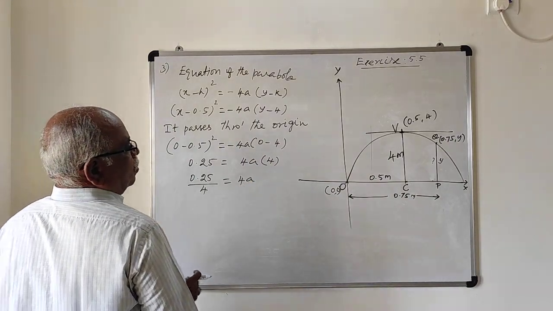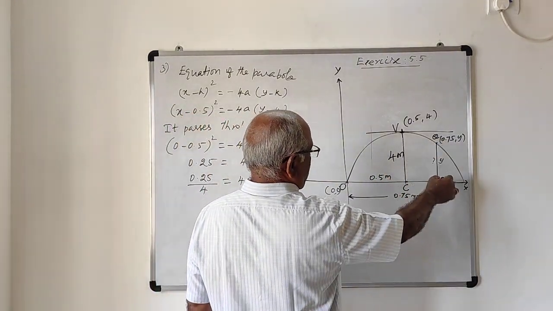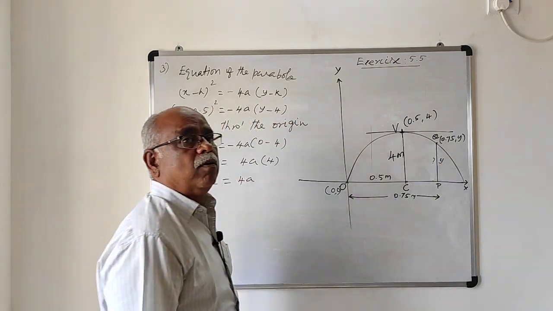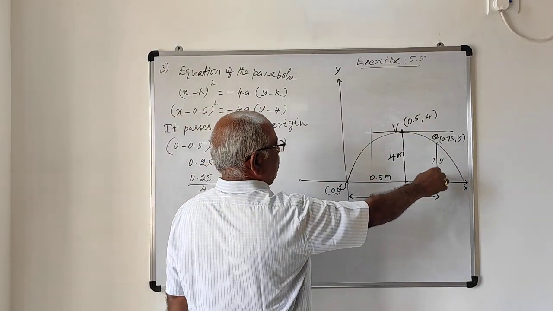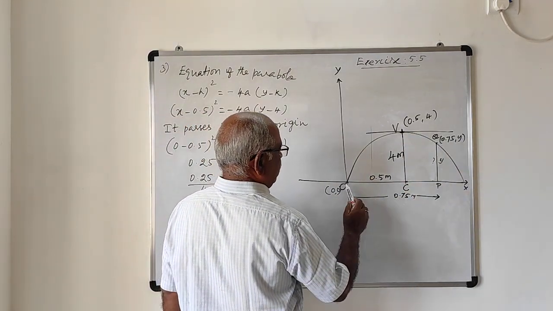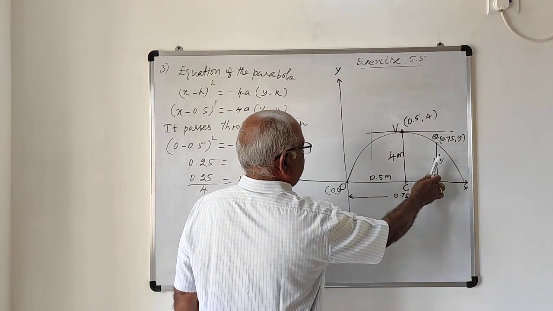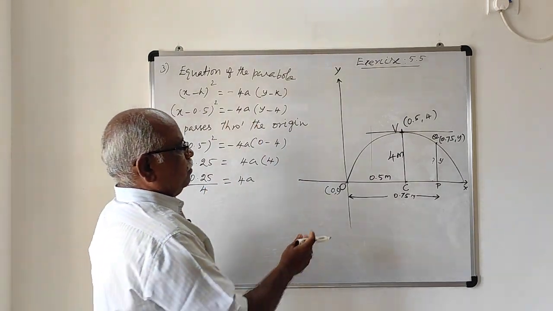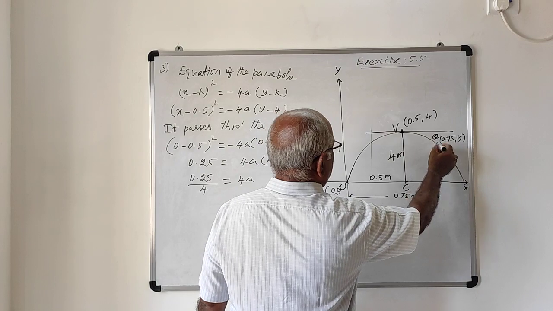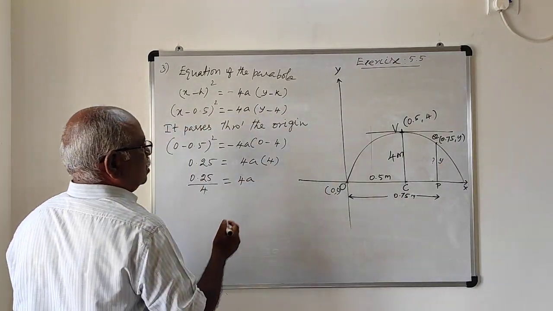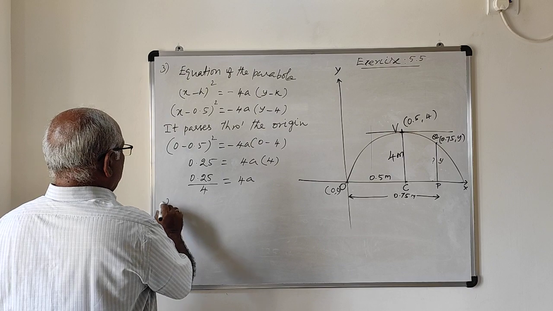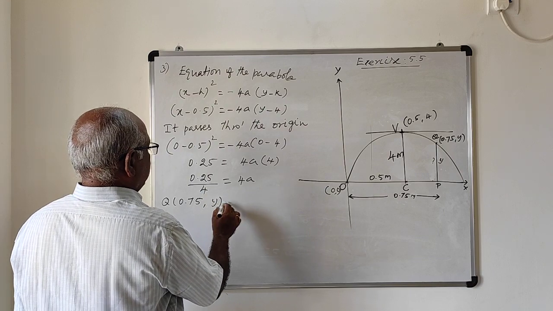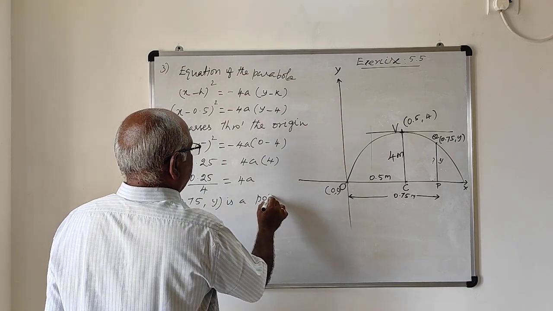Now we have to find the height of the flow of water at a distance of 0.75 meter from the origin. What is the height of the water? PQ they are determining. PQ is the height of the water at a distance of 0.75 meter from the origin. Consider PQ as y. Therefore, Q(0.75, y) is a point on the parabola.